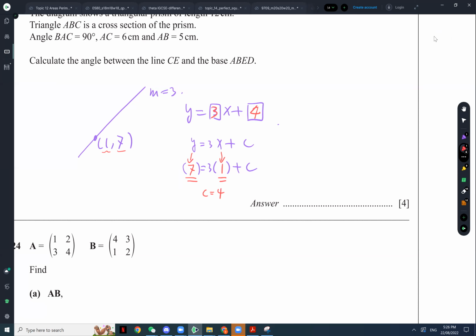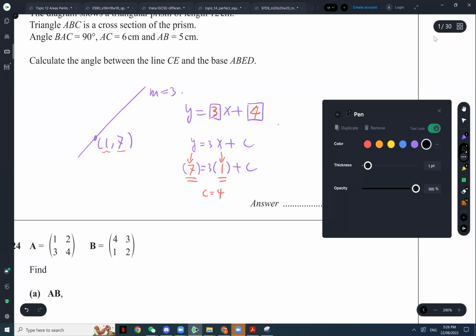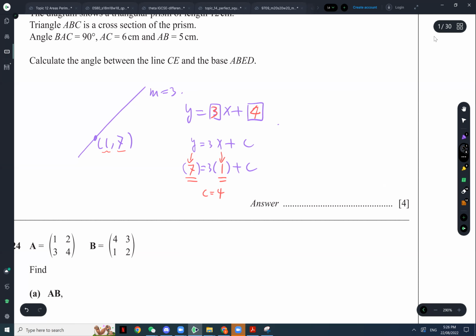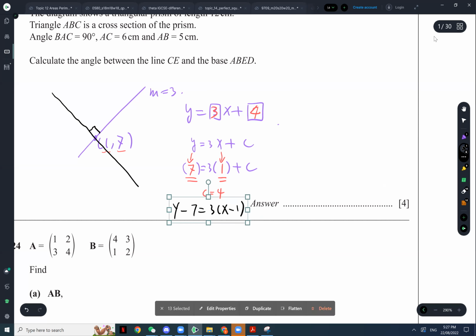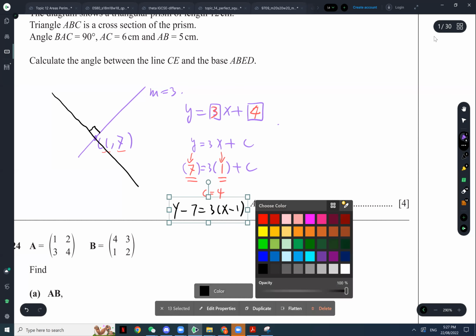Okay? But that's not our question today. Our question is here, guys. What's the equation of this line? 90 degrees. This one you can try y minus 7 equals 3x minus 1. Oh, okay. How about the black one?